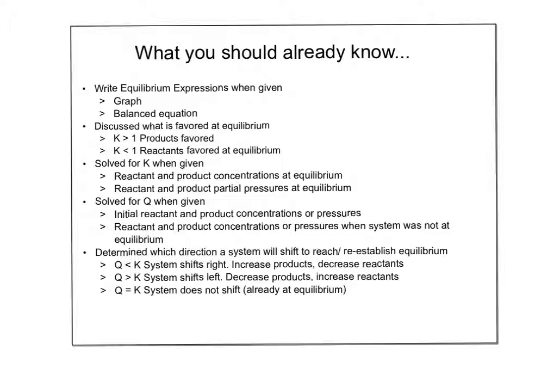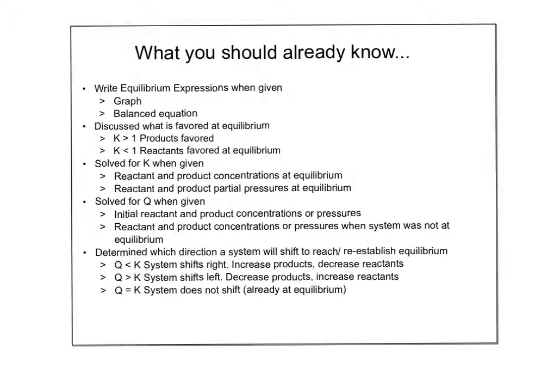You can solve for K when you have the reactant and product concentrations at equilibrium. You can plug those into your K expression and solve. Or you can solve for K if you have partial pressures. That's just Kp. You hopefully can also solve for Q if I give you the initial reactant and product concentrations or pressures, or I give you not the initial but at a certain point in time the pressures or concentrations of reactants and products. You can also use Q for that.